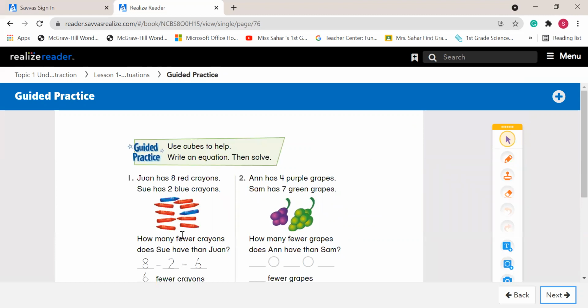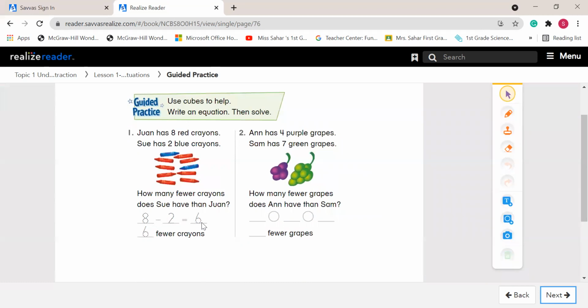Okay, let's go for our exercise page 26. Use cubes to help. Write an equation, then solve. Juan has 8 red crayons. Sue has 2 blue crayons. How many fewer crayons does Sue have than Juan? So I'm going to put what we have, 8 red crayons, take away, that's the equation, take away the 2 blue crayons, and that will leave you with 6. So Sue has 6 fewer crayons.